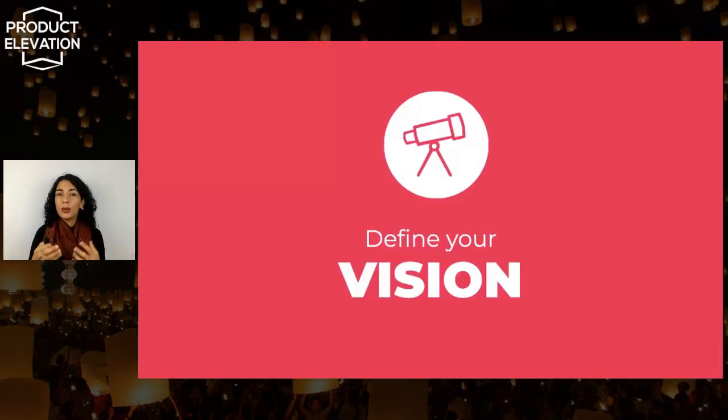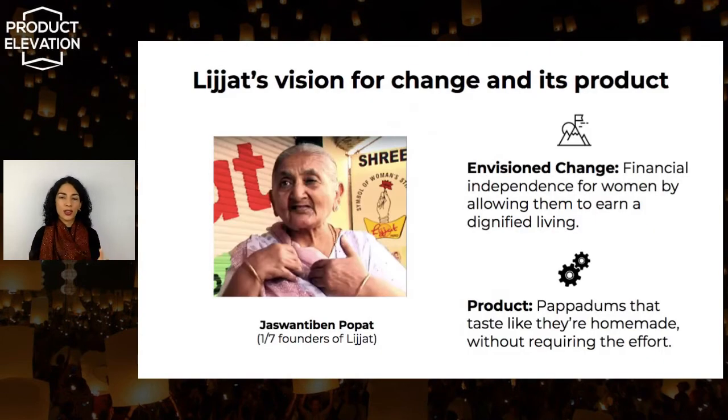Lijjat was vision driven because they had such clarity in terms of their vision. They knew what change they wanted to bring about, which was giving financial independence to these women and giving them the possibility of just earning a dignified living. And their product, which was these high quality papadums that taste like they're homemade, was just this mechanism to be able to bring about this change.